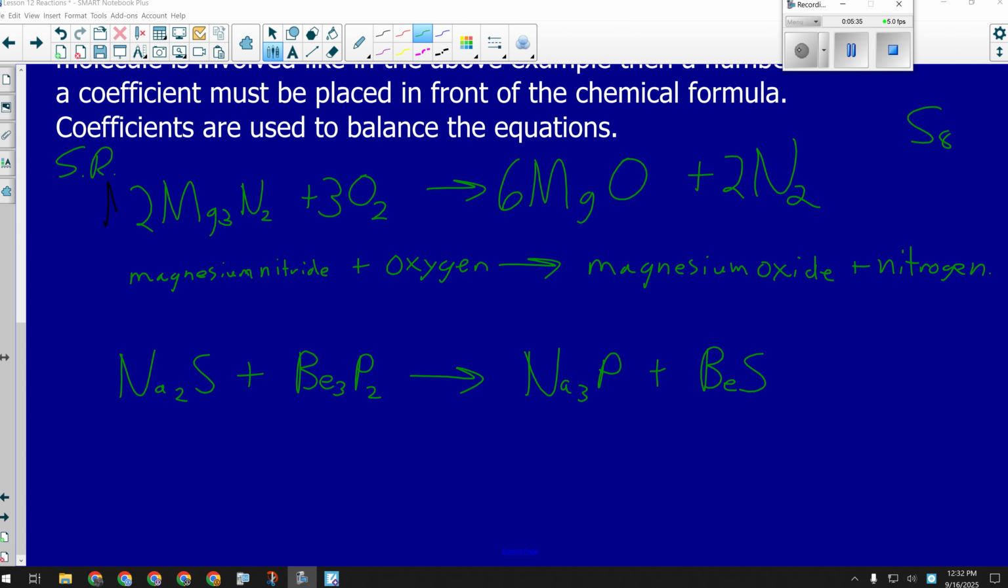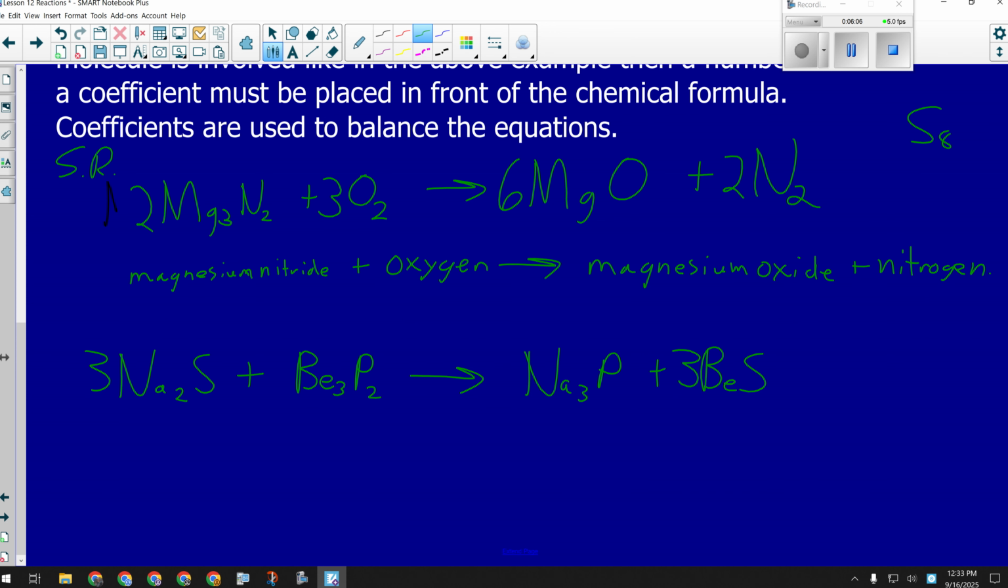In the end, if you started with sodium, it would probably work out. But in the odd chance it doesn't, you'd have to erase everything and then start with beryllium. So that happens sometimes. Let's start with beryllium. I got 3 beryllium, so I'm going to come over here and put a 3 here. How many sulfur does that give me? 3. So if I go over here and put a 3 in front of this, how many sodium does that give me? 6.